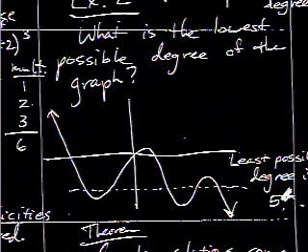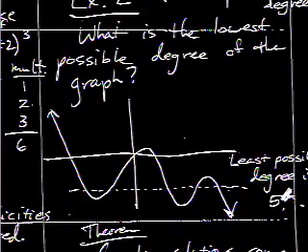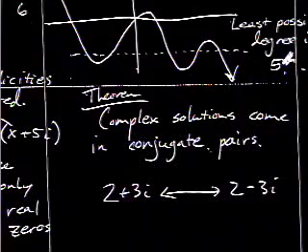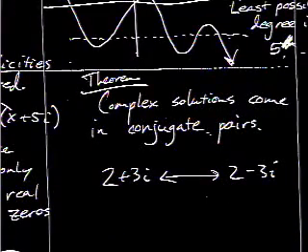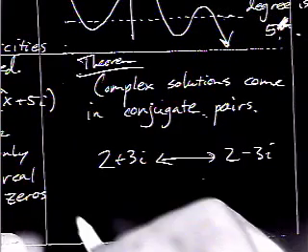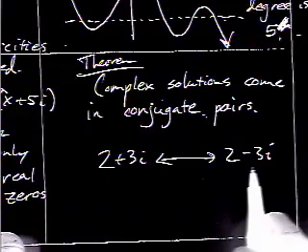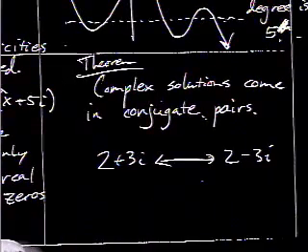Now, how could it be higher? Well, the other solutions might be complex conjugates. They might be imaginary numbers. That's why it could be higher. And they come in conjugate pairs, right? That's what the theorem says. Complex solutions come in conjugate pairs. So just to remind you, 2 plus 3i and 2 minus 3i are conjugates of each other.